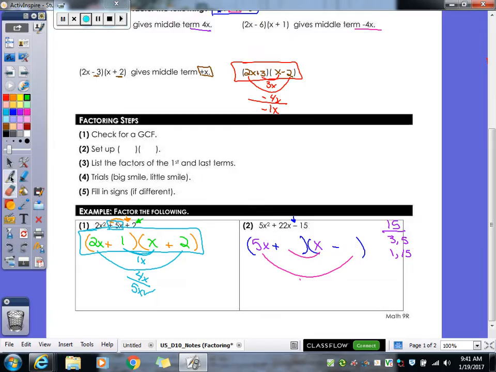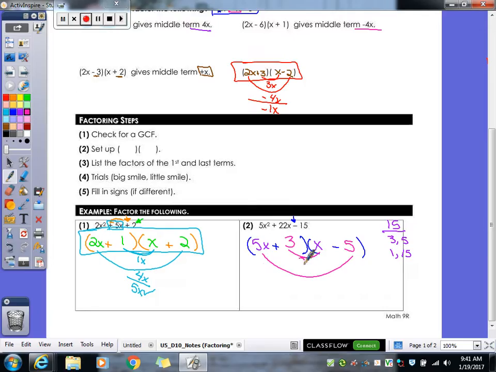So what if we flipped it and we tried the 15 here and the 1 there? Little smile would give us a 15x. Big smile would give us a negative 5x. Combine those, we would get a 10x. So I don't think it's going to happen with 1 and 15. So let's try our 3 and our 5 there.